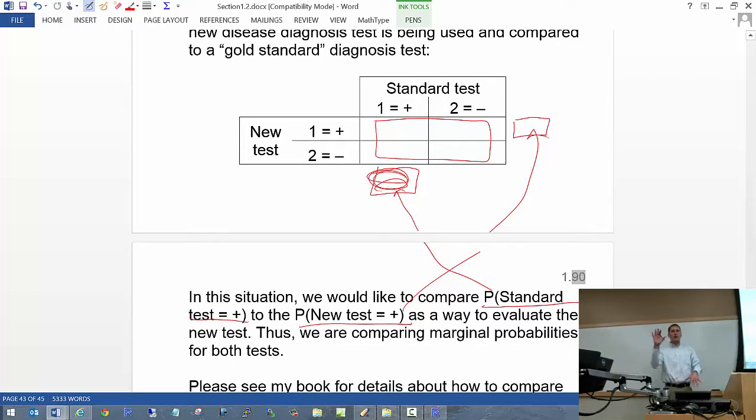Now, because you're dealing with those marginal probabilities, what ends up happening is you have something very similar to matched pairs in a t-test situation where you're comparing two means. Essentially, you can think of it like the same blood sample being tested by the standard test and also the new test. So you're getting a matched pair of observations. And there are ways that you can make this comparison. Take a look at this section in my book if you're interested.